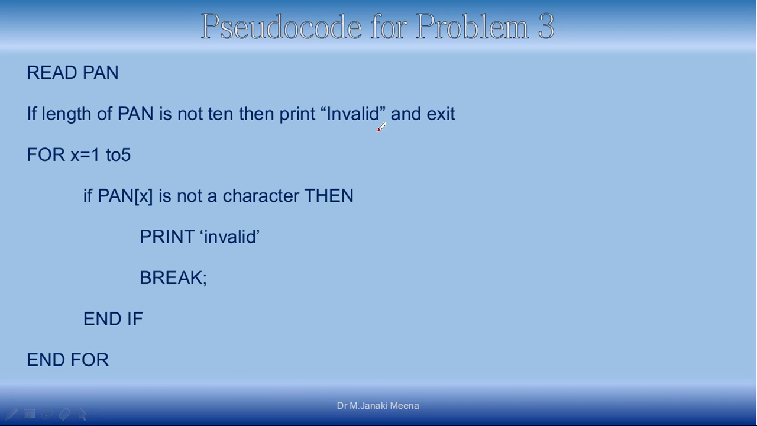In this program, first of all we check the constraints one by one. If they are not satisfied, then immediately we say invalid and come out. If it is valid, then only we go to the next step, and so on. So if the length is 10, you take the first 5 characters and check whether they are alphabets. Here I have just written it as not character, but it should be alphabet. If it is not an alphabet, we immediately print invalid and come out.